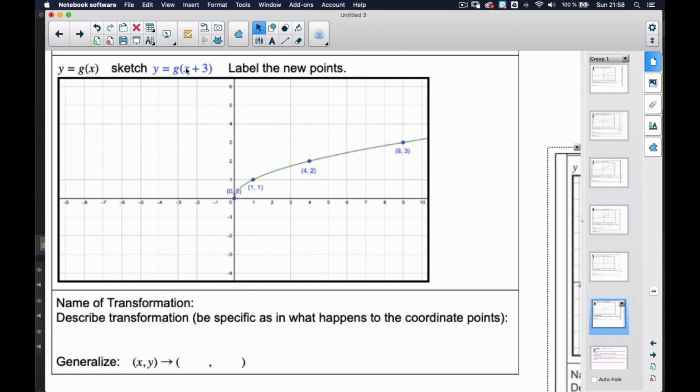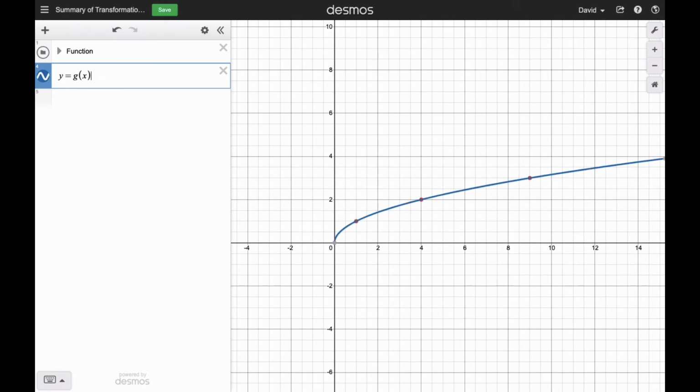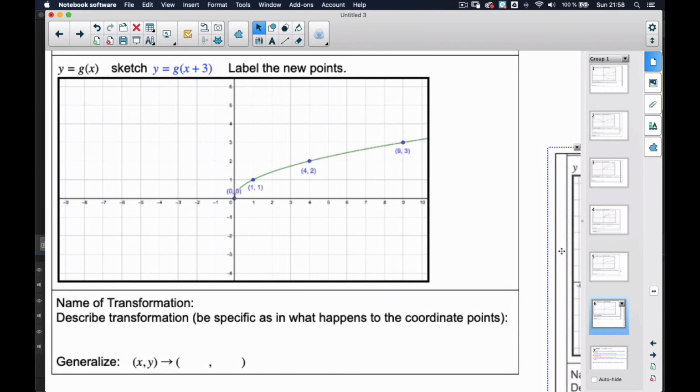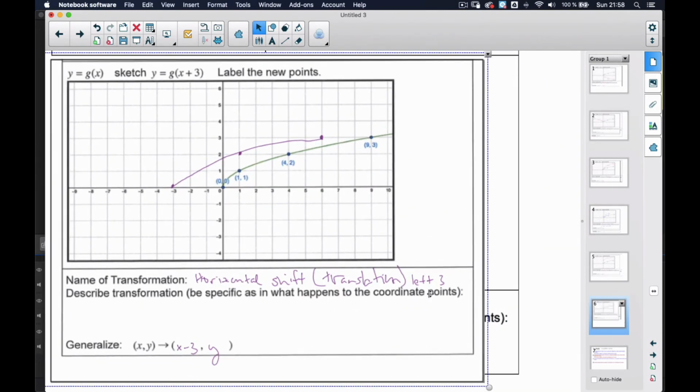And finally, if we go x plus 3 inside the parentheses, so we put that 3 inside the parentheses, we can see that this value here shifted over. This one shifted over to here. Everything gets shifted over 3 units. And so this is what we call a horizontal translation left by 3. And it's opposite of the direction you would expect. So it's x minus 3 is what happens.